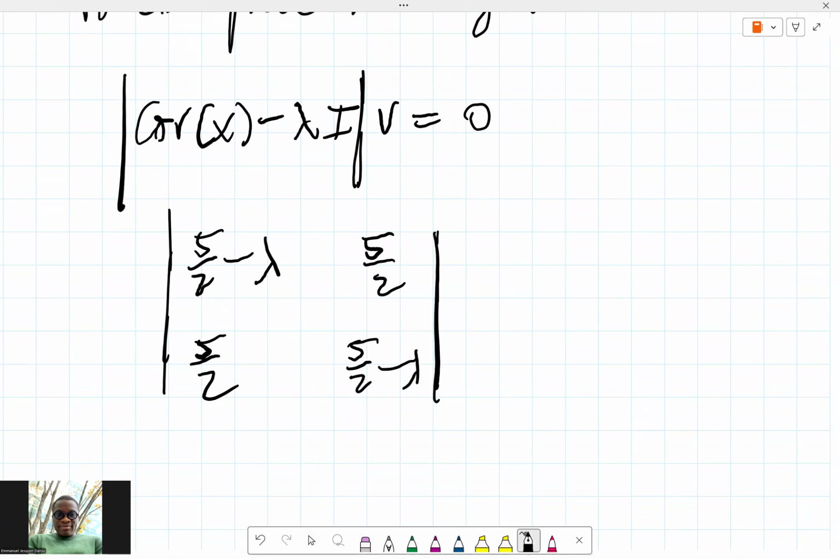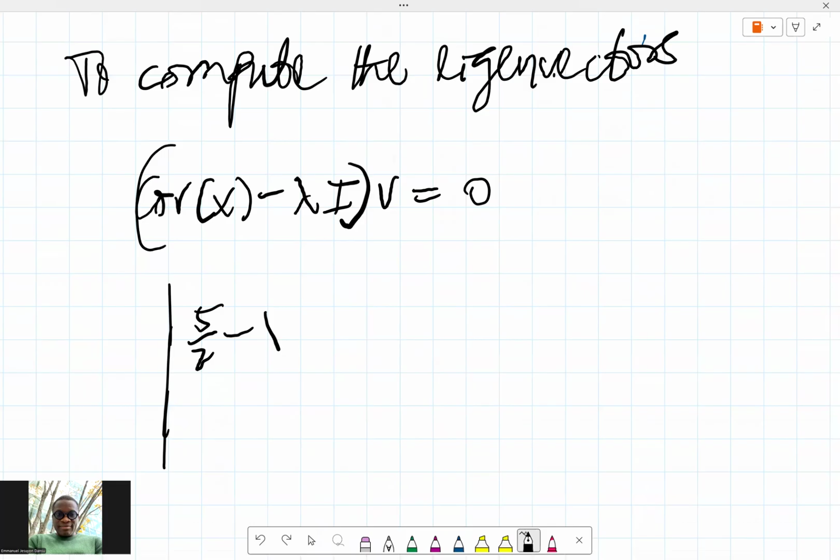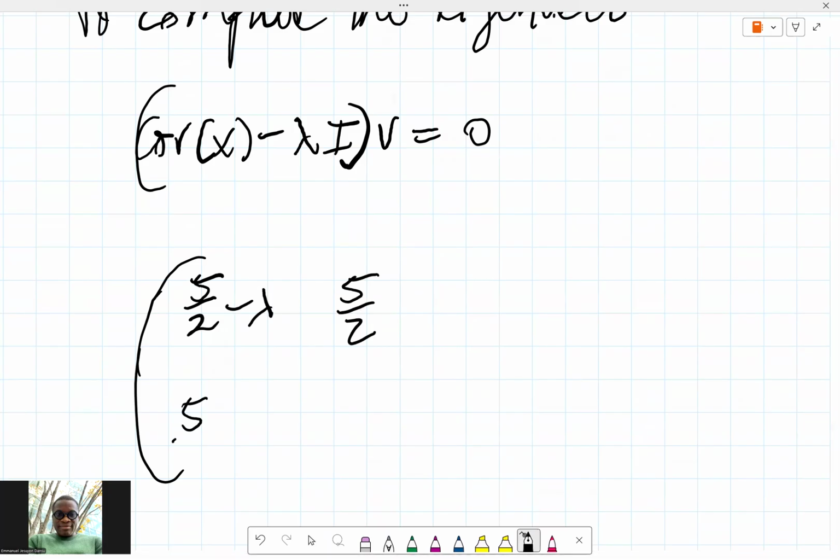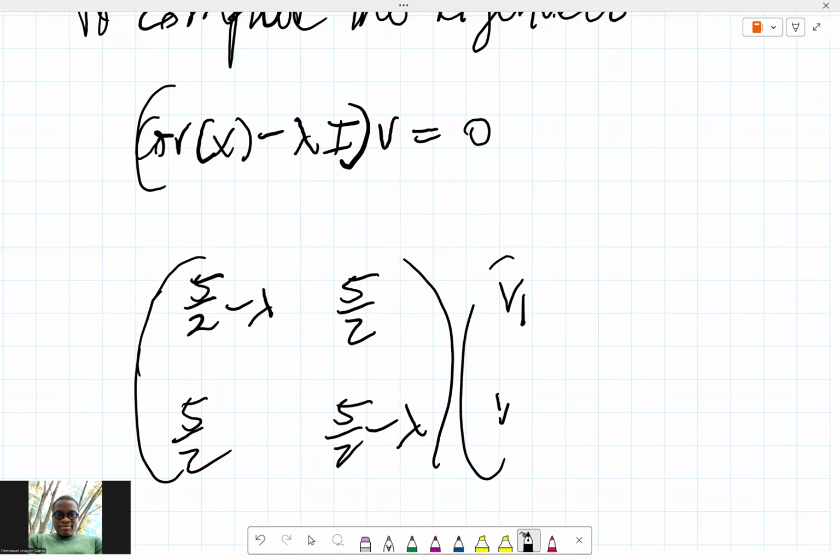I don't think it has to be a determinant. It's just the brackets. So from covariance minus lambda, we already know this is 5 over 2 minus lambda, this is 5 over 2, this is 5 over 2, this is 5 over 2 minus lambda, and that is multiplied by the vector v1, v2, and that is equal to 0. But of course, we already know how that works.